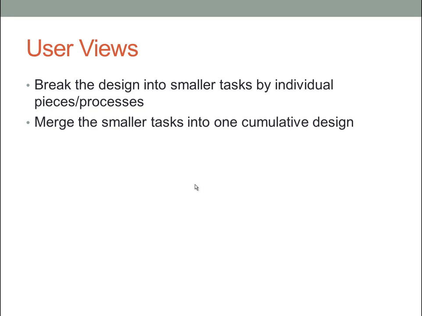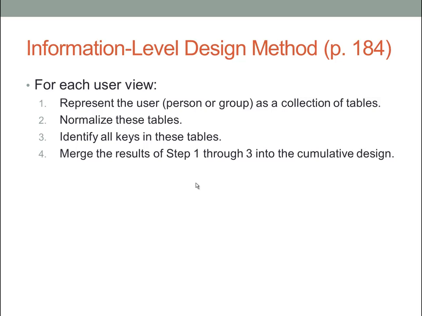This is especially important to do with large database designs. It also helps you tackle each piece in these smaller groups. Now, generally, you're going to do some of this through your information level design, and you're going to come back when you get to your physical level design and you start to design the user interface, and you're going to keep going back again and again to these same user groups in these smaller tasks that you've broken out. The information level design method is discussed beginning on page 184.